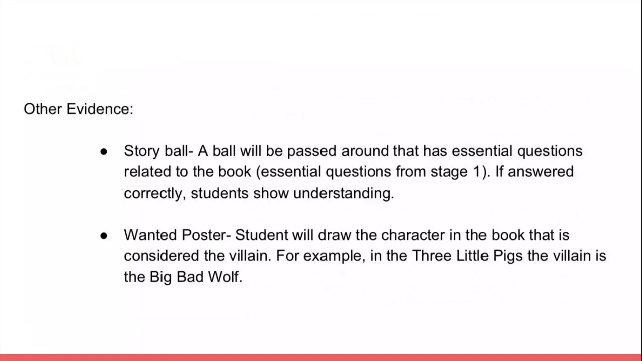And then other evidence is a story ball. So you get a big beach ball and you write the essential questions on the beach ball, and then you pass the beach ball around the classroom, and the students get to pick a question that they want to answer. And if they answer correctly, the students show understanding. And then you can have the students create a wanted poster. So the student will draw the character in the book that is considered the villain. For example, in The Three Little Pigs, the villain is the big bad wolf.